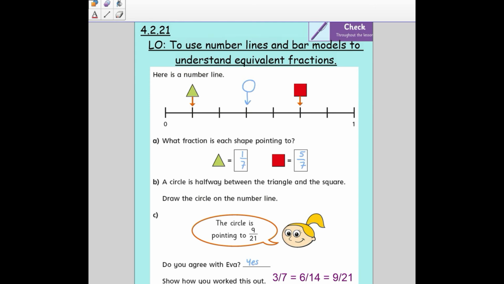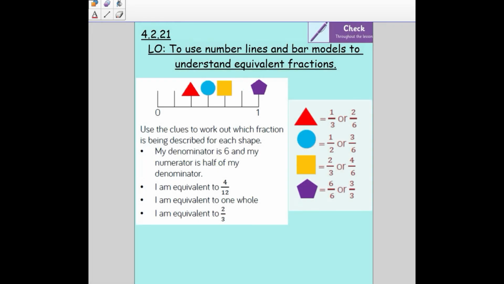Yes, she was right. If you were to continue that pattern on, you have 3/7, that's where the circle is sat on the number line. You could then look at it 6/14, and then 9 out of 21. So she was right. Good job. How did you get on with this one?